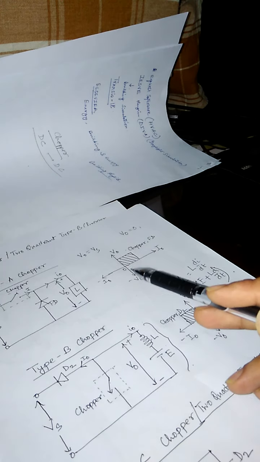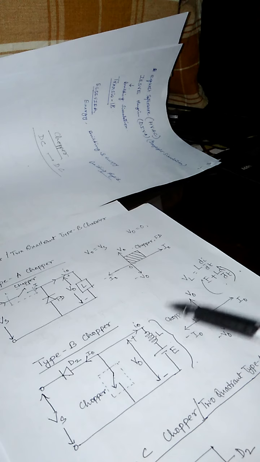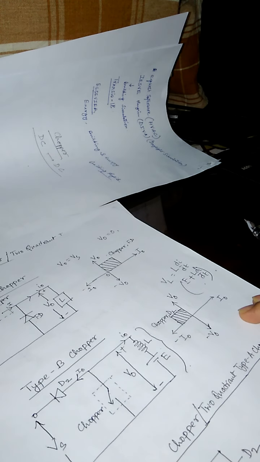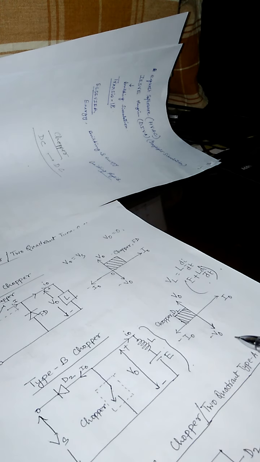That means power is fed back from load to source. So it is called a step up chopper. Why step up chopper? Because the output voltage is now more than the input voltage, so it is called a step up chopper. Now see the quadrant operation.